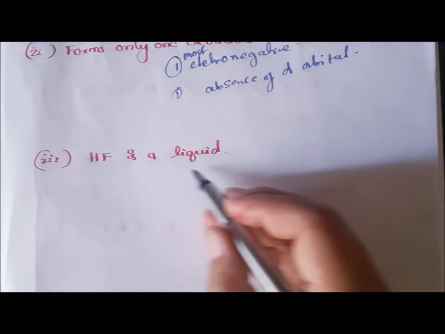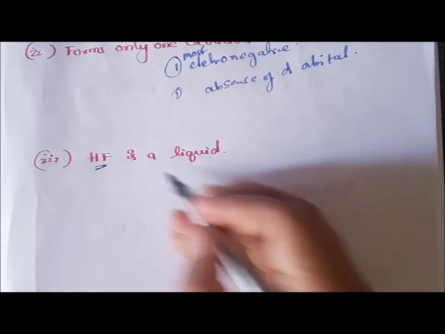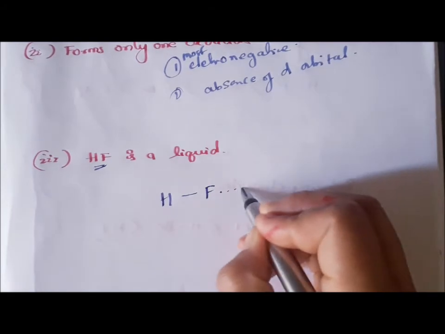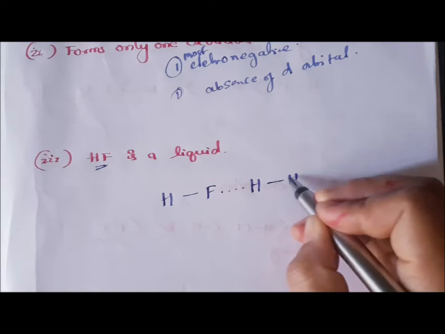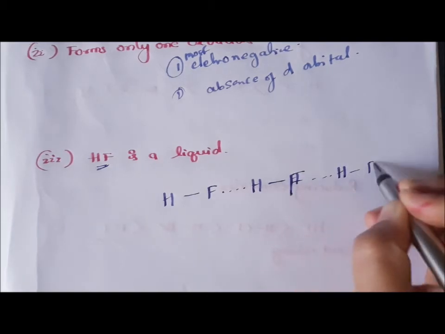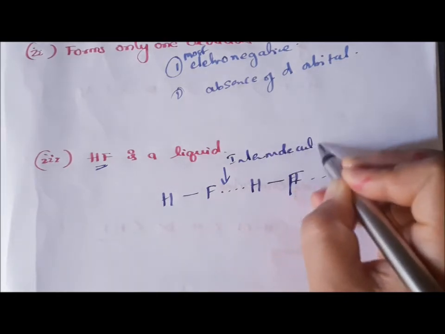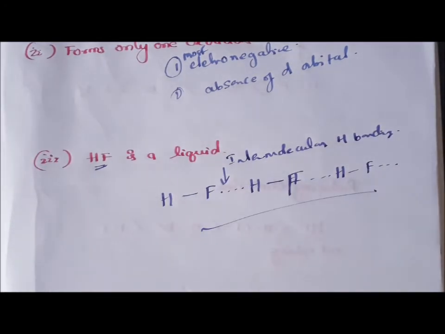Now next, HF is a liquid, whereas the hydrides of other group 17 elements are all gaseous, right? What is the reason? The reason is very simple. HF, being highly electronegative and having the smallest size, can form intermolecular hydrogen bonding. So this reason keeps HF in the liquid state.